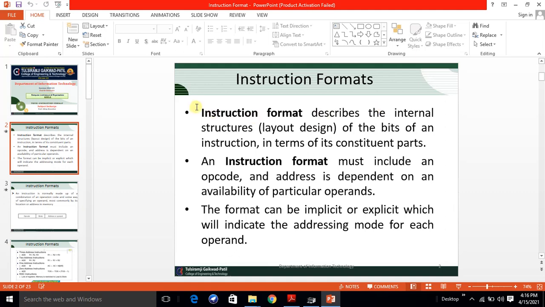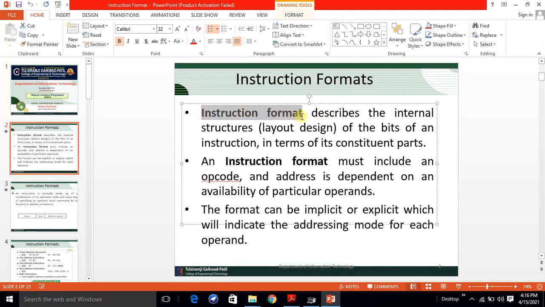First, what does instruction format indicate? Instruction format describes the internal structure or layout of the bits of the instruction in terms of its constituent parts. What parts it has, and what bits we are going to store, is indicated by the instruction format. Instruction format must include the opcode and address, as discussed in previous lectures.